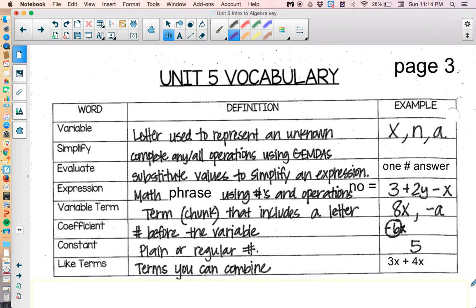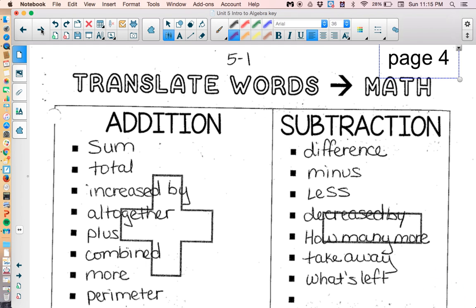Like terms. Terms you can combine. So like 3x and 4x, you can combine those together, and we're going to learn later that that will be 7x. So finish up your vocabulary and then turn to the next page. This is page 4. Page 4 is where you're going to write 5-1, translate words into math.